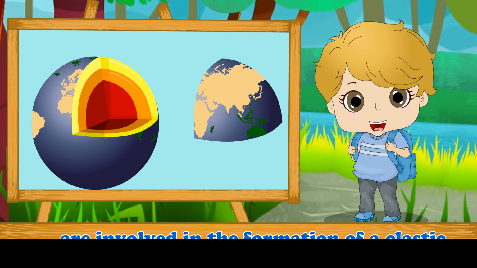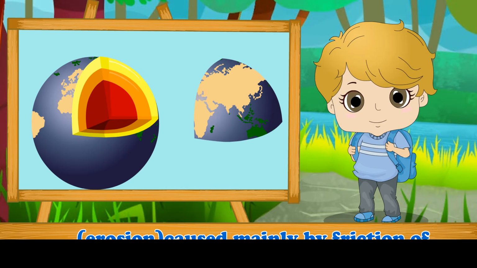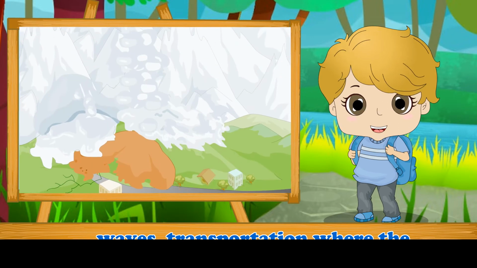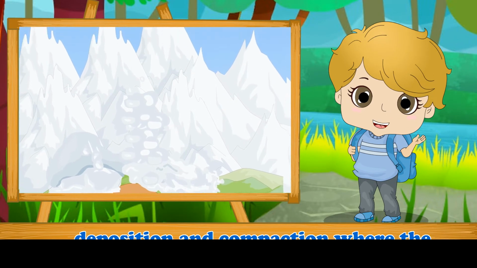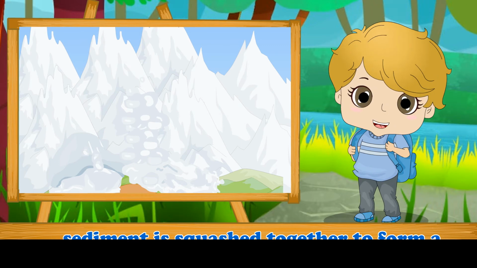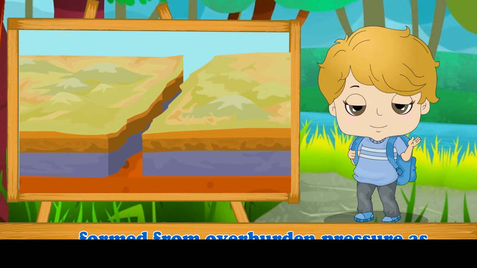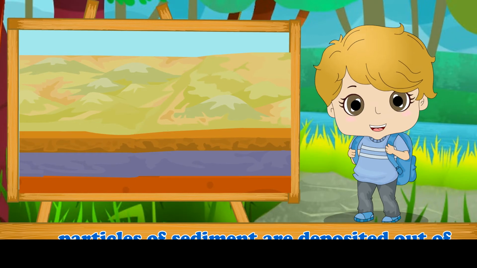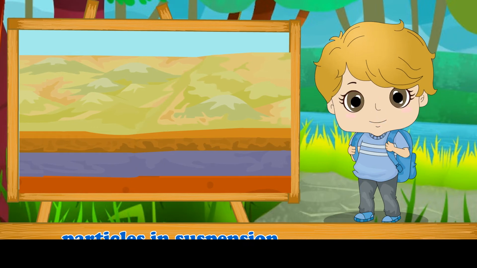Four basic processes are involved in the formation of a clastic sedimentary rock: weathering; erosion, caused mainly by friction of waves; transportation, where the sediment is carried along by a current; deposition; and compaction, where the sediment is squashed together to form a rock of this kind. Sedimentary rocks are formed from overburden pressure as particles of sediment are deposited out of air, ice, or water flows carrying the particles.